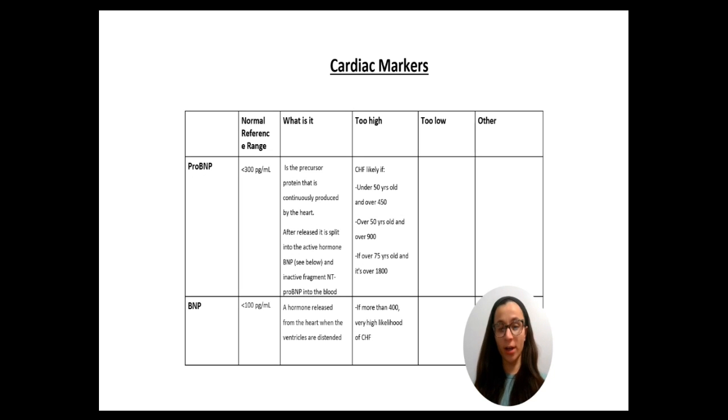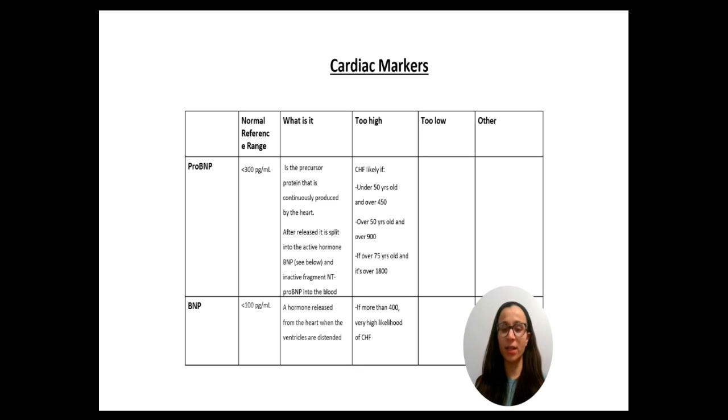Okay, now we go on to cardiac markers. So we're going to start with proBNP. ProBNP, you want it to be under 300. ProBNP is a precursor protein that is continuously produced by the heart. After release, it splits into its active hormone, which is BNP, which we're going to talk about in a minute, and inactive fragments, which is NT-proBNP, into the blood.